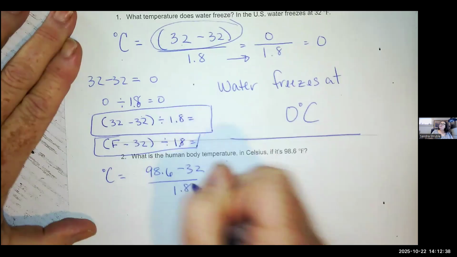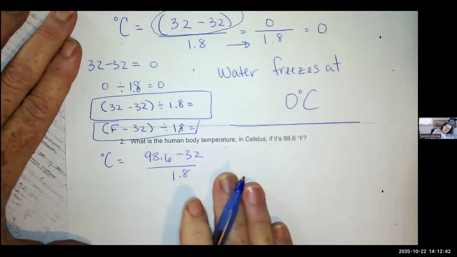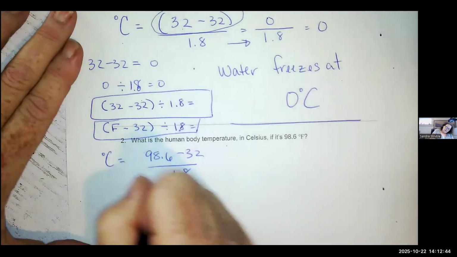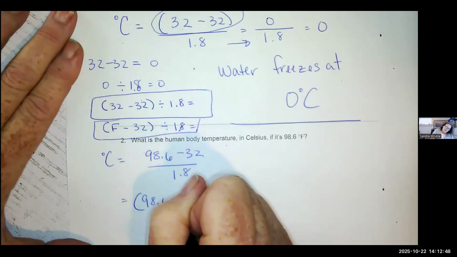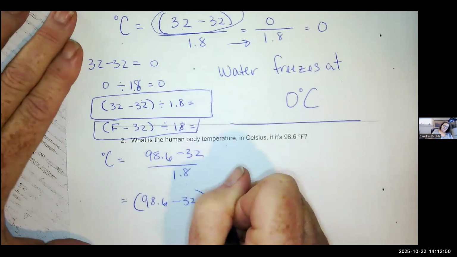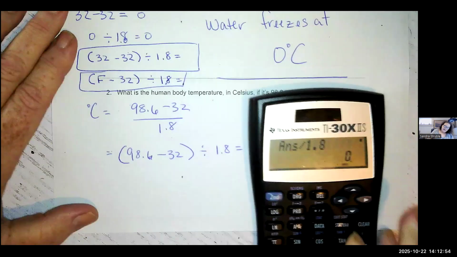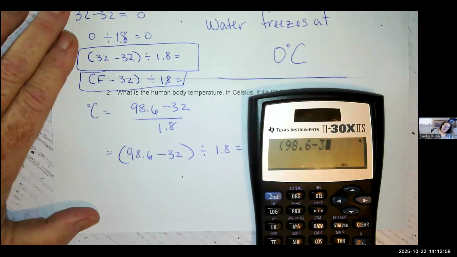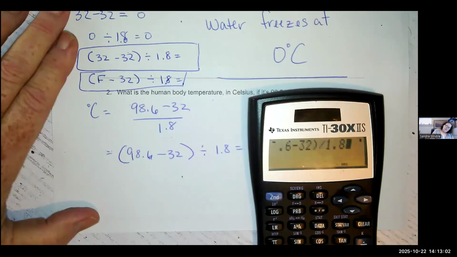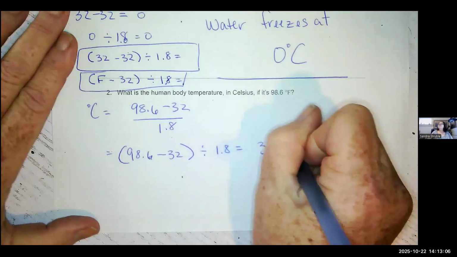If you want to put it all in one fell swoop, then you're going to go 98.6, don't forget your parenthesis, minus 32, close parenthesis, divided by 1.8 and equals. So parenthesis, 98.6 minus 32, close parenthesis, divided by 1.8 equals. And that answer is 37 degrees Celsius. Do not forget the unit of degrees Celsius, okay?